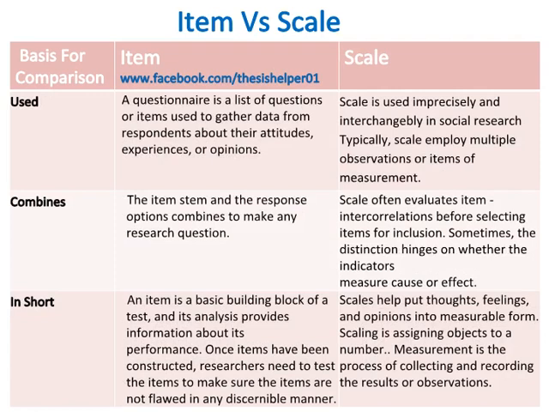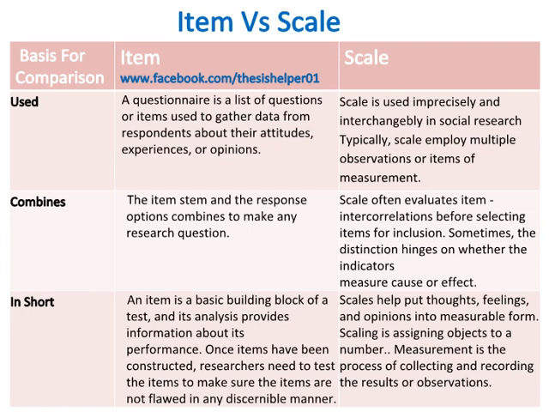experiences, or opinions. Whereas scale is used imprecisely and interchangeably in social research, typically, scales employ multiple observations or items of measurement. The item stem and the response options combine to make any research question, whereas scale often evaluates item intercorrelations before selecting items for inclusion. Sometimes, the distinction hinges on whether the indicators measure cause or effect.